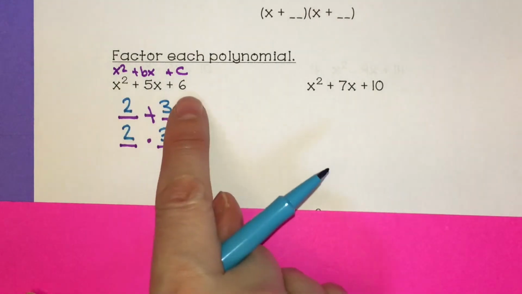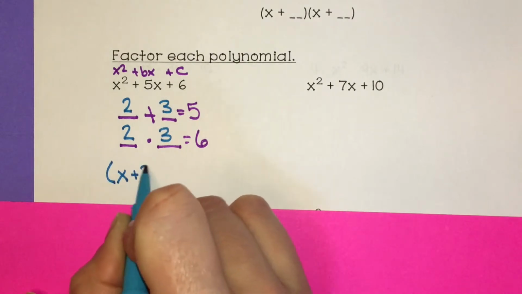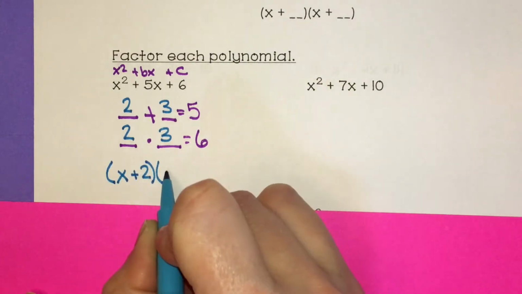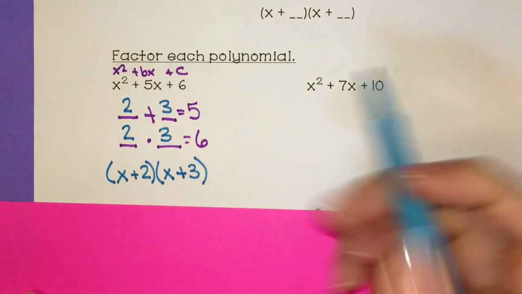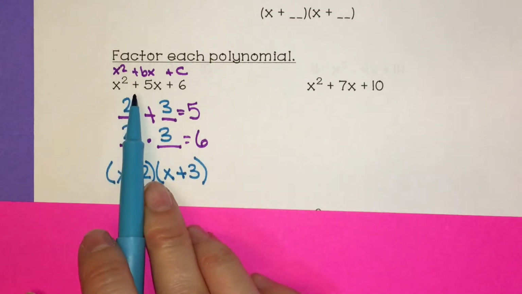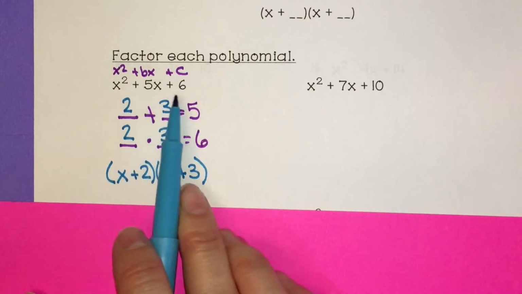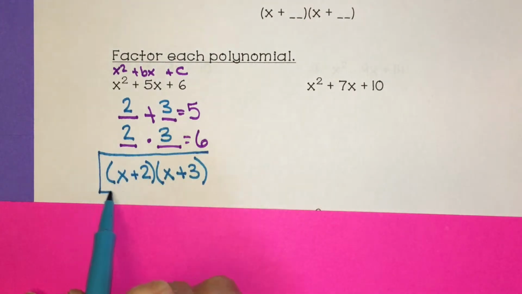That means that this factors to x plus 2 times x plus 3. And if I re-multiply this, I will get back to x squared plus 5x plus 6. So this is my answer.